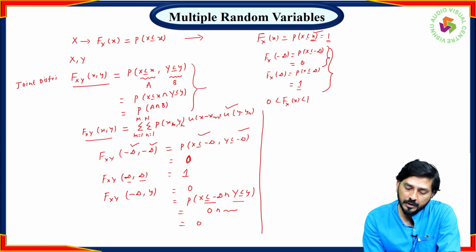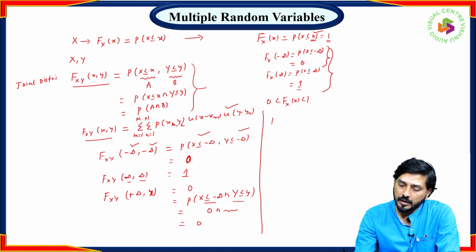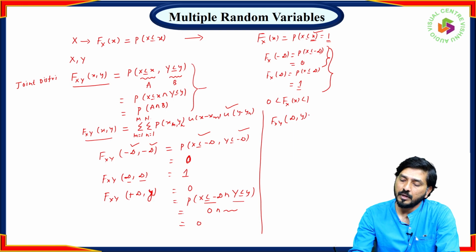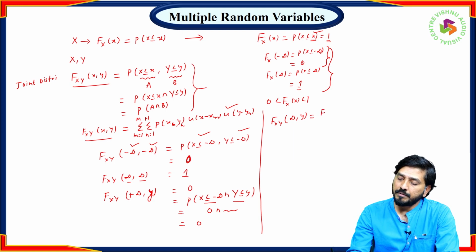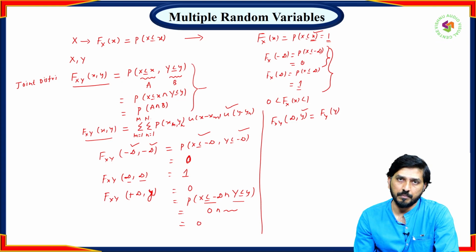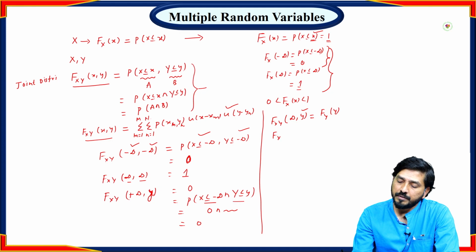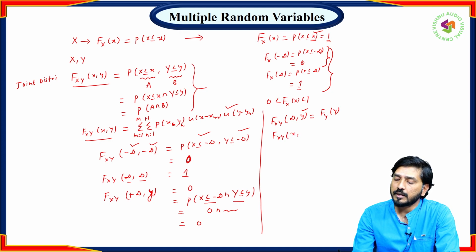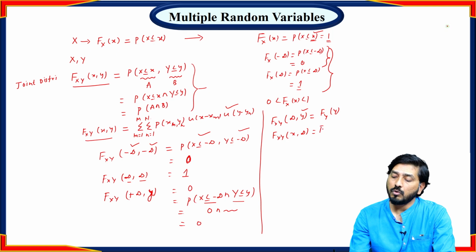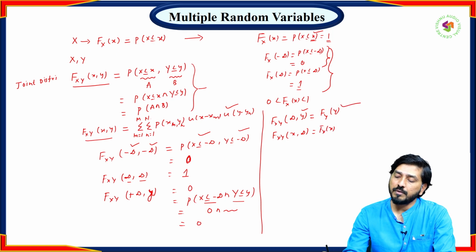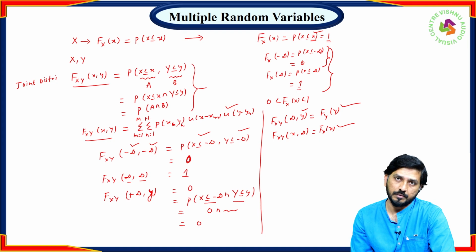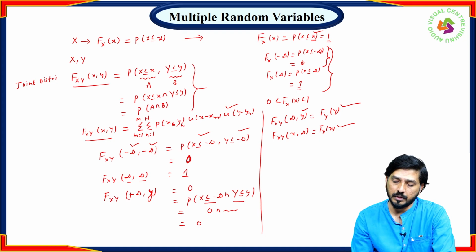Or in the case of minus infinity, if you have plus infinity and x, what happens? fxy of infinity comma y, sorry, this one is y, is fy of y. We will get only the y term. Suppose fxy of x comma infinity, we will get only the x term. This is what we call marginal distribution function. These two are marginal distribution functions.